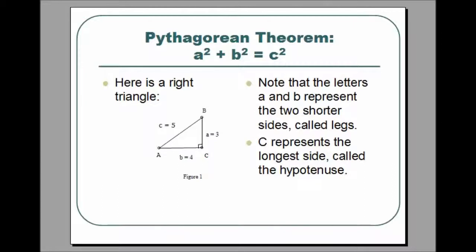It will help you to look at the diagram on the left. Notice that two sides are marked a equals 3 and b equals 4, and those are the shorter sides of the triangle. Those are called legs, and they're by convention given the letters a and b. The longer side, c, is the hypotenuse.